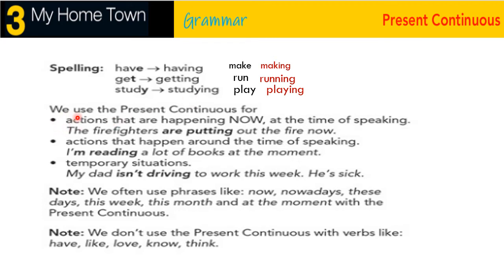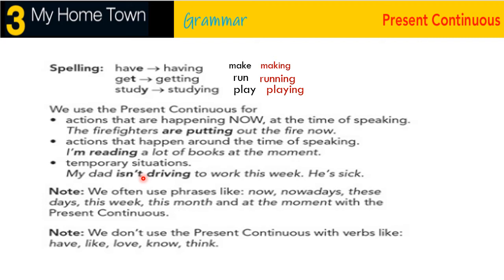When do we use the present continuous? We use the present continuous for actions that are happening now at the time of speaking. For example, the firefighters are putting out the fire now. Second, actions that happen around the time of speaking. For example, I'm reading a lot of books at the moment. Third, temporary situations. For example, my dad isn't driving to work this week, he is sick. It's a temporary situation. He usually drives to work, but this week is an exception. Because he's sick, he isn't driving to work.